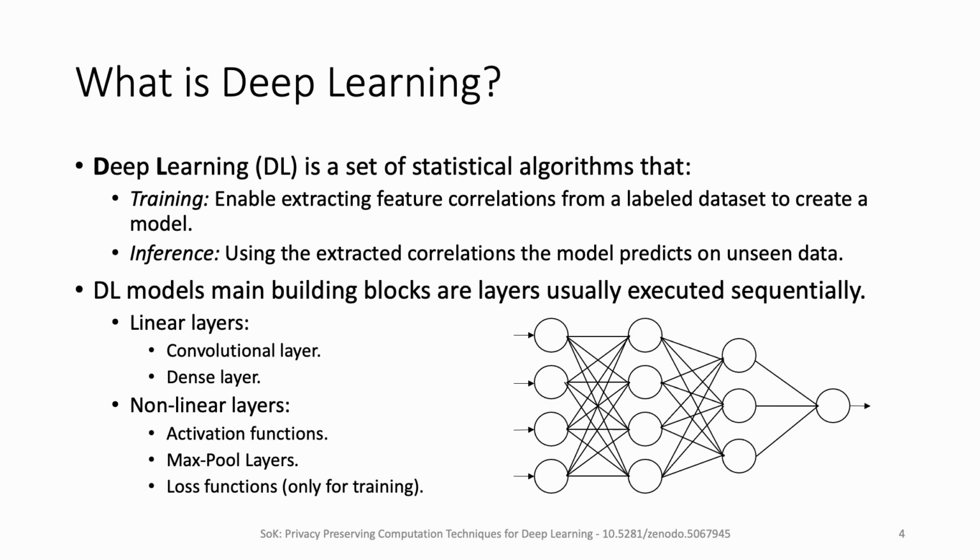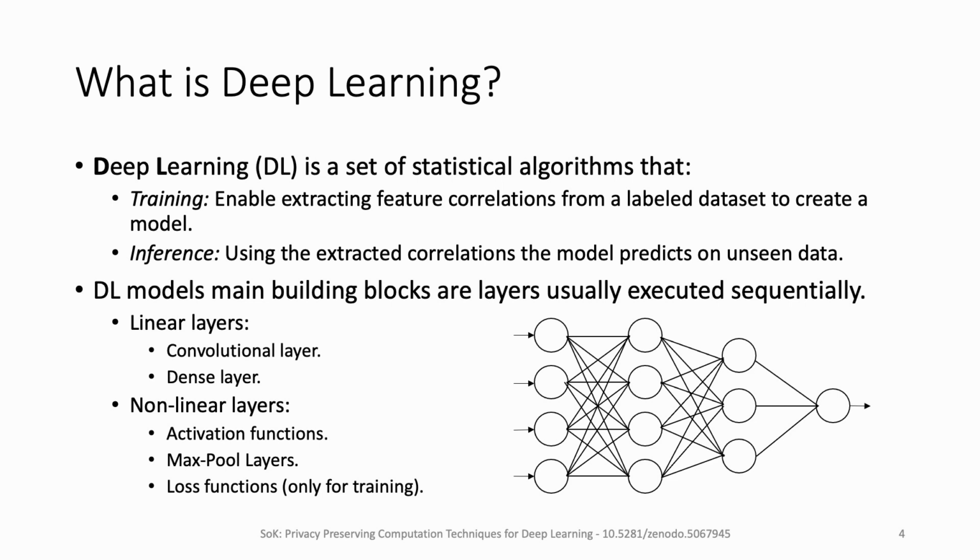Deep learning is carried out in two phases. First, we make a training phase, where we extract correlations from the labeled datasets into a model. Then, we can use the extracted correlations in order to predict on unseen data. The main building blocks of deep learning models are called layers, which are usually executed sequentially.